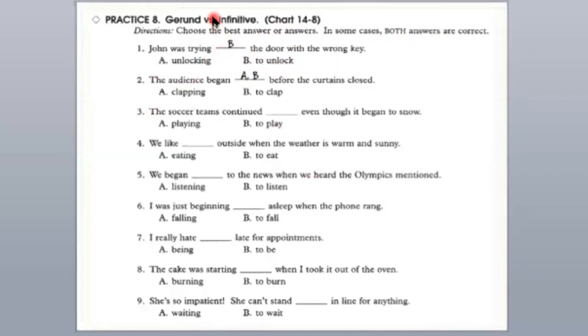But why do we have here only B correct? Because this verb is in the gerund, in the -ing form. So it would be awkward to say John was trying unlocking the door with the wrong key. Okay, so because we have a gerund here, we use the infinitive. It's followed by an infinitive. John was trying to unlock.